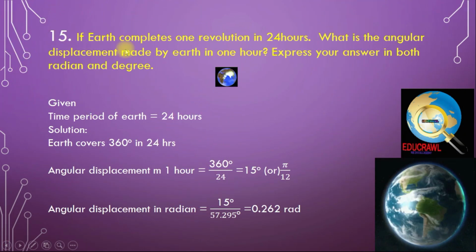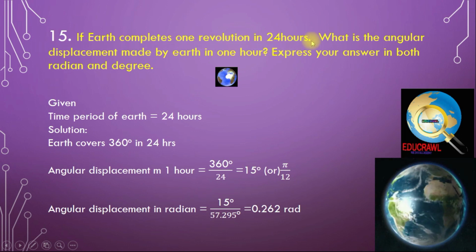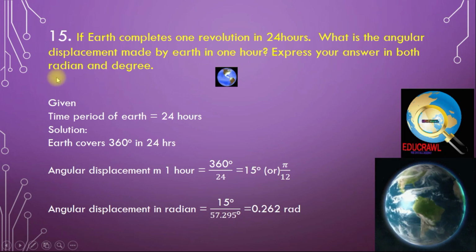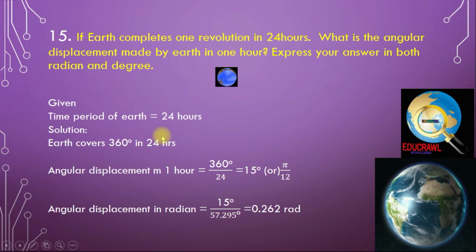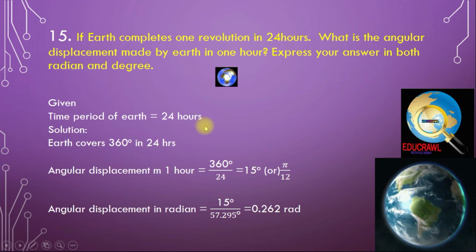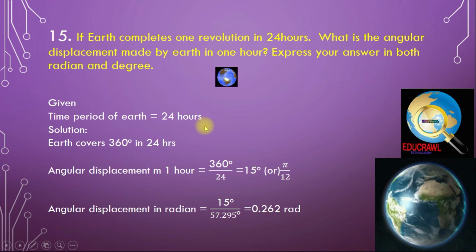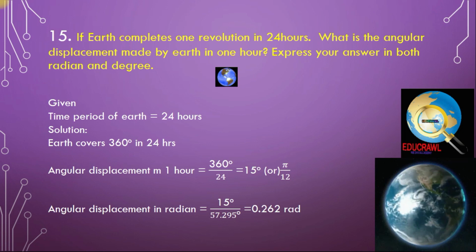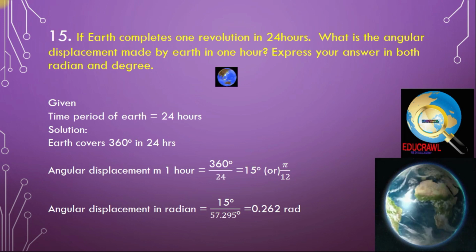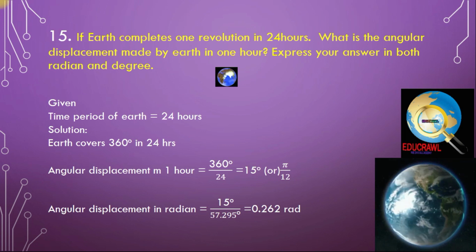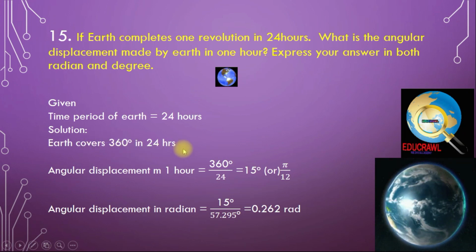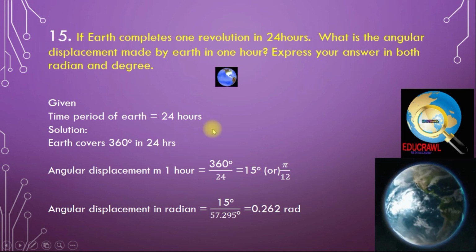See the 15th one. If Earth completes one revolution in 24 hours, what is the angular displacement made by the Earth in 1 hour? Express your answer in both radian and degree. This is again a very simple problem. The time period of the Earth is given as 24 hours. In 24 hours, it goes for one rotation. We know when it goes for one rotation, it goes along a circular path. And what is the angle in a circle? The angle in a complete circle is 360 degrees. So Earth covers 360 degrees in 24 hours. That is, 24 hours is equal to 360 degrees.